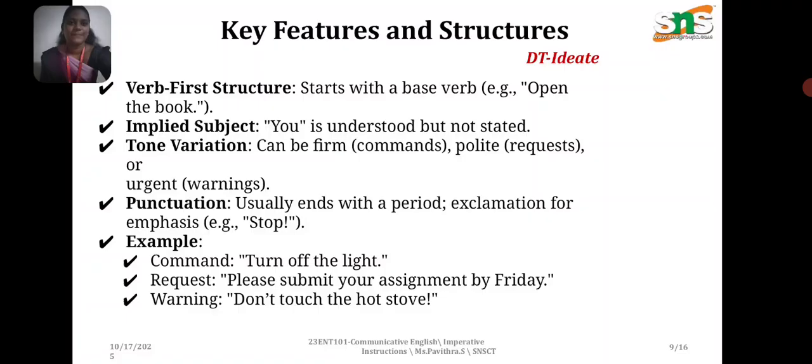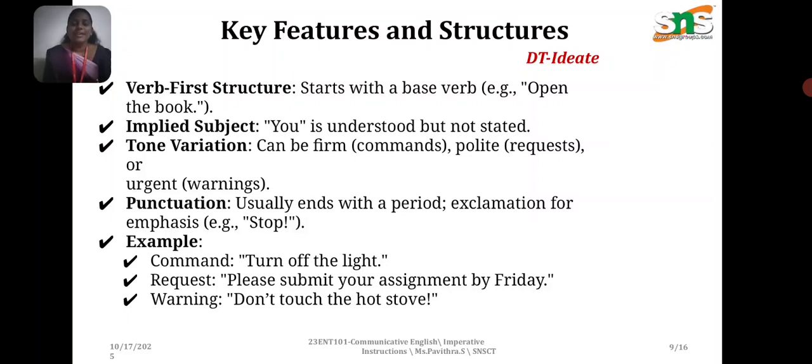Key features and structures. Verb-first structure: imperative instructions always begin with a verb, as I already told you. For example, "Open the book." Implied subject: the subject is "you", which should be understood but not stated. Tone variation: it can be firm, meaning the imperative can be a command, a polite request, or any type of warning.